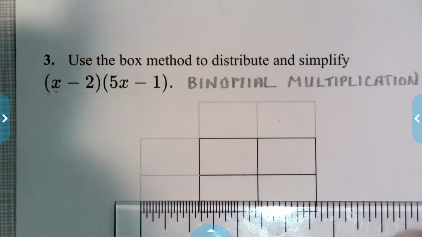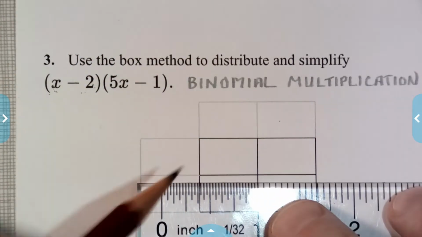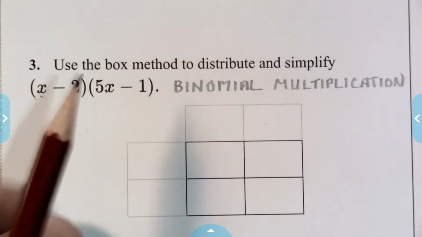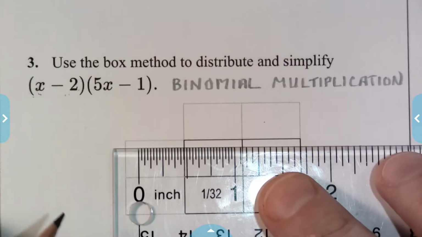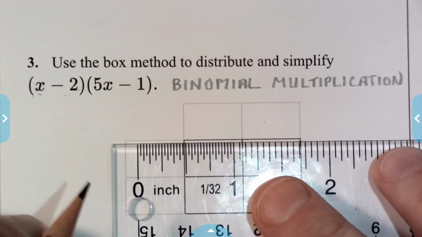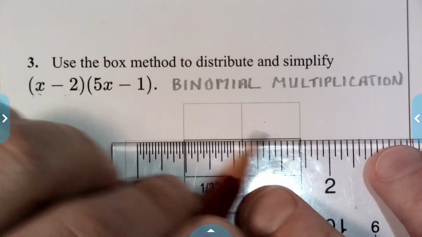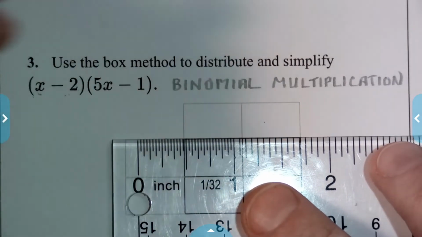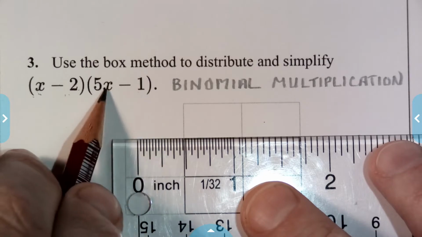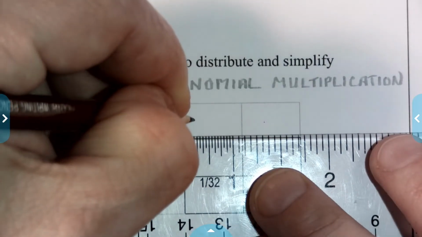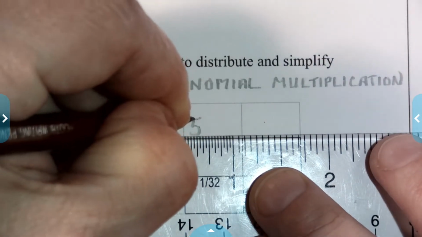For starting out, I think it's better to use the box method because you're filling in a box and you don't have to worry so much about what F, O, I, and L stand for. Okay, so what do we put up here? It doesn't matter. But I tend to put the larger number up there. That's just a personal preference thing, so I'll put the 5x here.